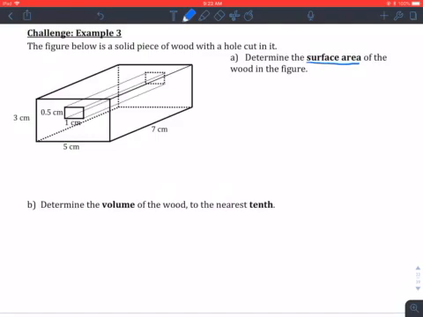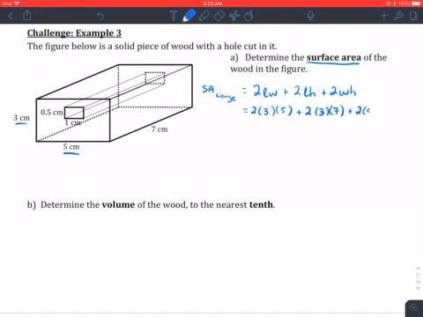So first, what we're going to do is figure out the surface area of the large rectangular prism. So let's say the surface area large, and if you remember, our surface area formula was 2 times length times width plus 2 times length times height plus 2 times width times height, whichever combination you like. And we'll go ahead and put in those numbers. So 3 by 5 first, plus 2 times 3 by 7, and the last combination is going to be 2 times 5 by 7. Make sure we have all of those in there.